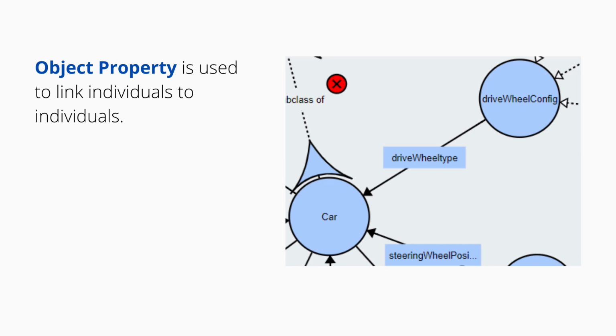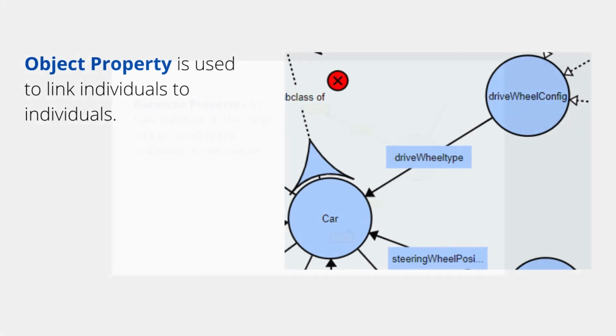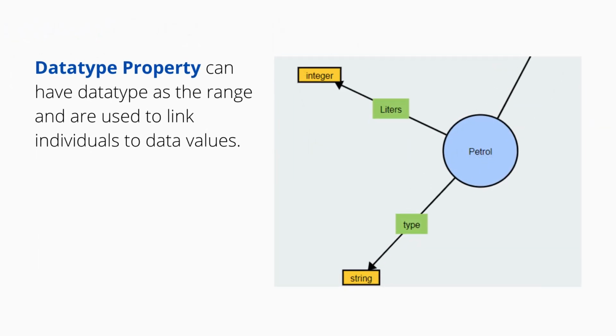As we can see from the example, drive wheel type is an object property that links drive wheel configuration and car. This indicates the different drive wheel types available for the car. Datatype properties are used to link individuals to data values. Datatype properties can have datatypes such as strings. As we can see here, liters is a datatype property that can be used to denote the quantity of fuel that can be stored in a car, whereas type is a string property used to denote the type of fuel used in the car, such as premium, extra premium, or ordinary fuel.